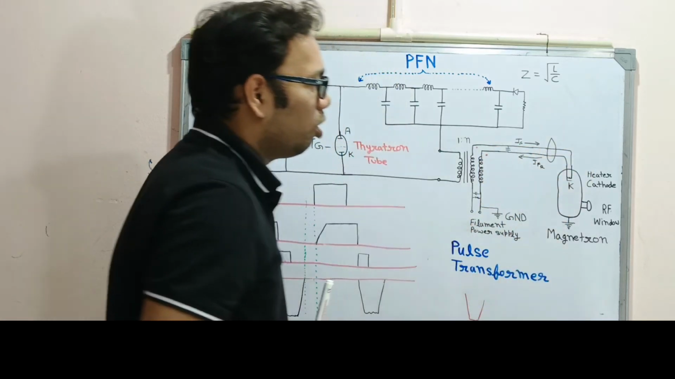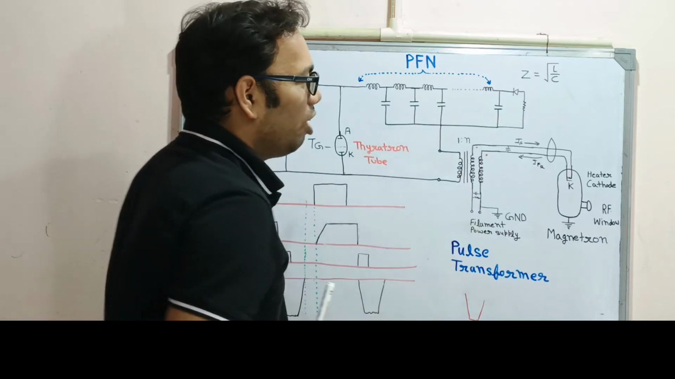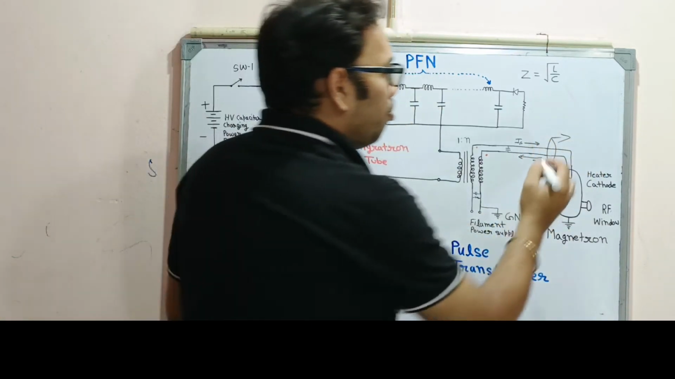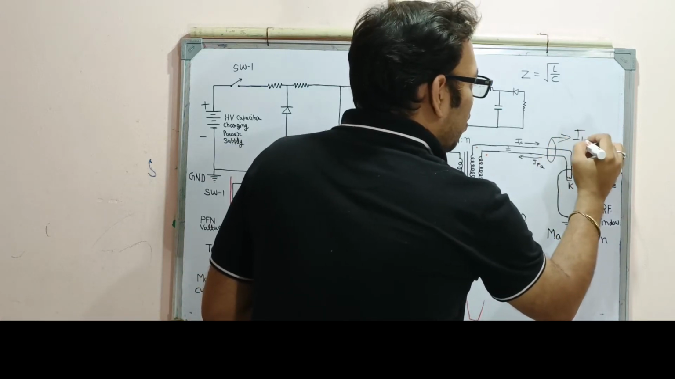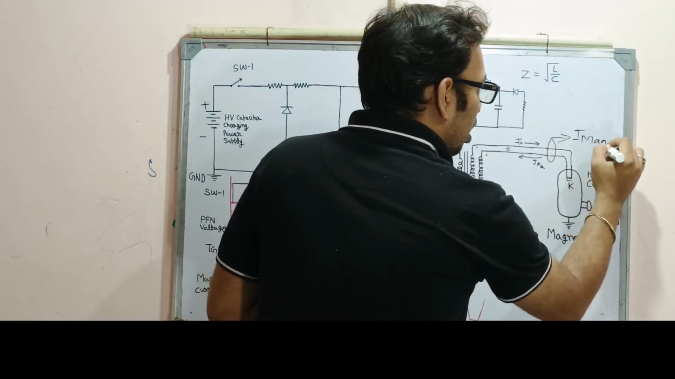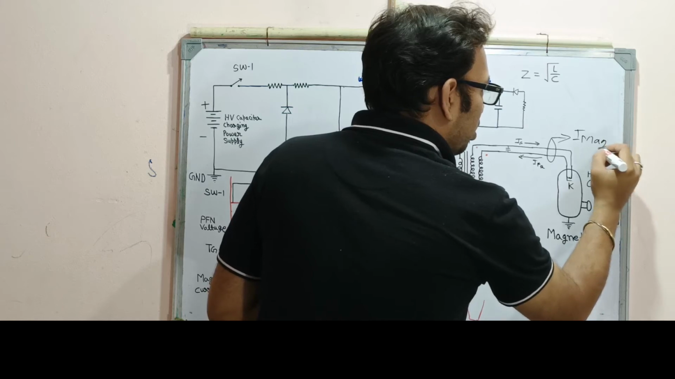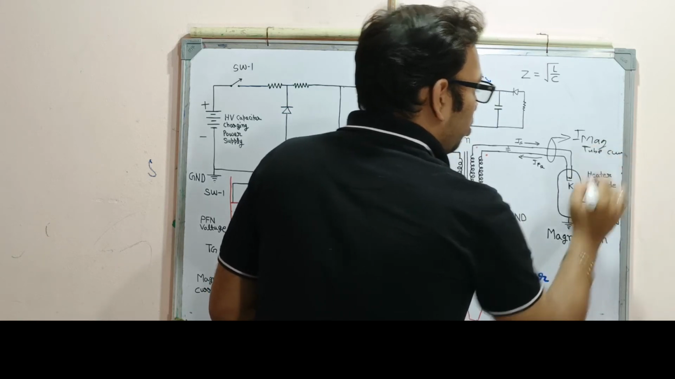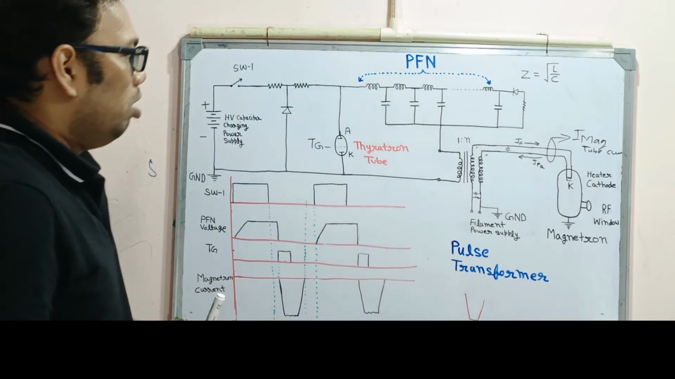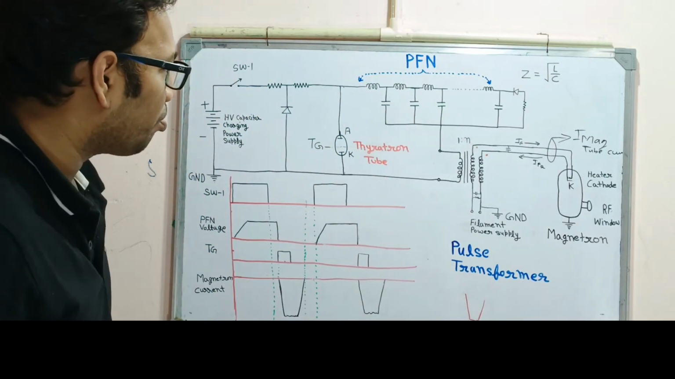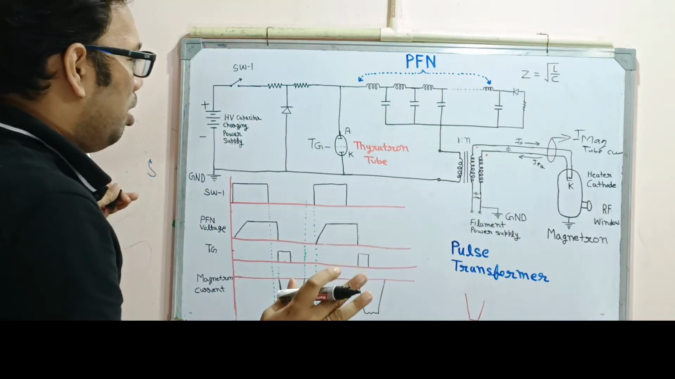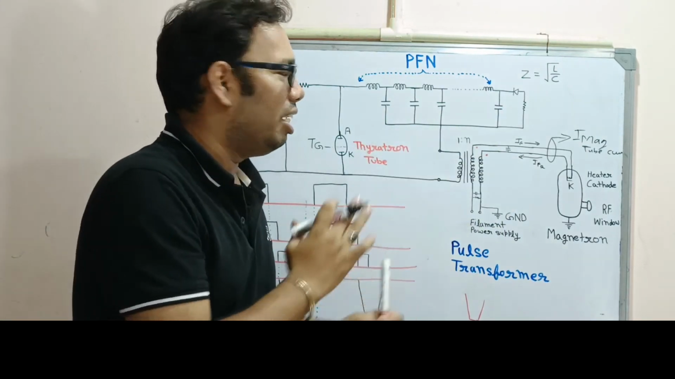This both means cathode wire will go. That is called tube current, magnetron current. Magnetron tube current. Tube current. So this is the total how the line type modulator is designed.